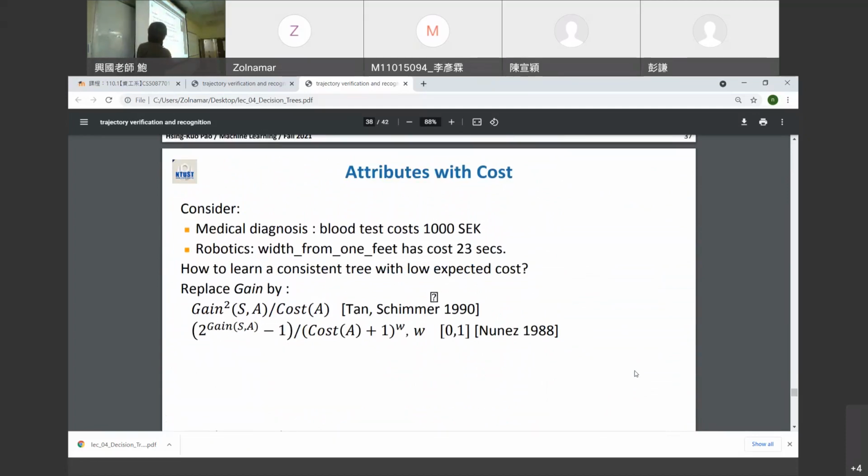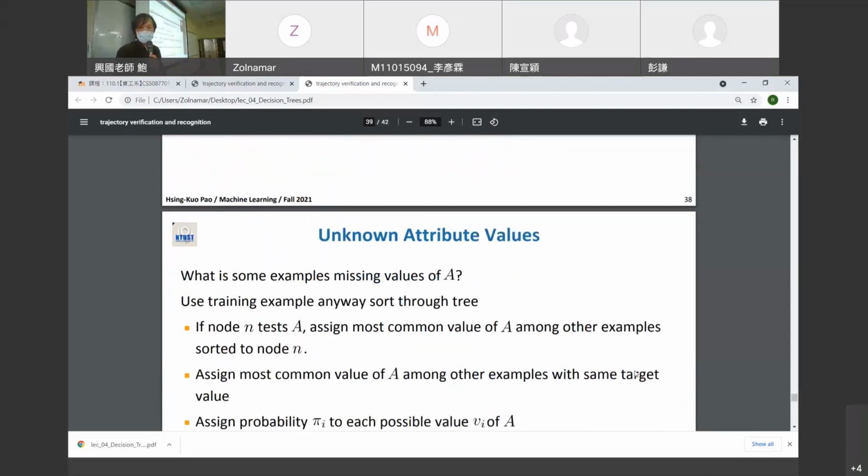So this one is attribute with cost. For each different attribute, for instance medical test, they will be associated with different costs. So why not consider the cost to decide which one would be chosen? We also put the cost in the denominator. When the cost is large, we are less likely to choose this attribute. I think it's not so difficult to understand.